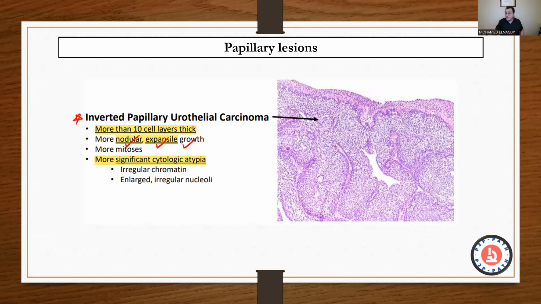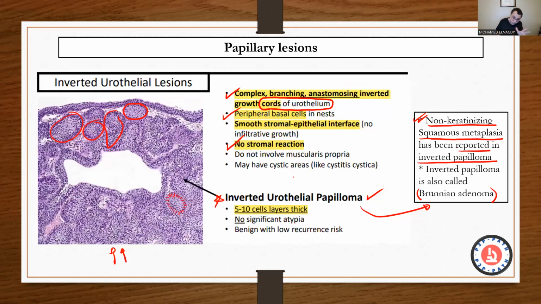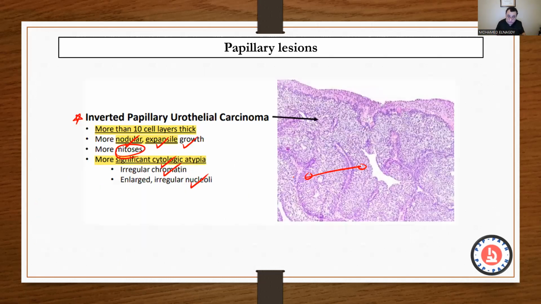High-grade cytology is seen here. Stroma reaction is seen here sometimes. More mitosis, more atypia, significant cytological atypia with irregular chromatin, prominent nucleoli, and prominent mitosis, and the cell thickness usually exceeds 10 cell layers here because you are counting, oh, how many? This is nodular expansile, so how many cell layers? Definitely more than 10. So that's the inverted urothelial papilloma versus inverted urothelial carcinoma and the inverted papillary lesion.